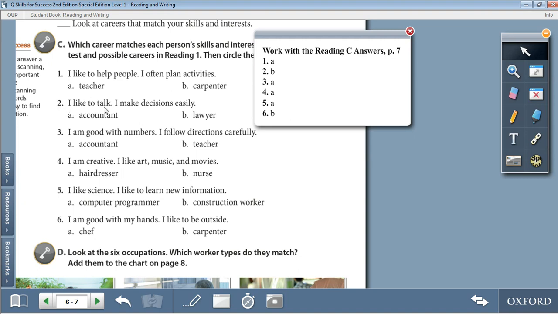2, I like to talk. I make decisions easily. B, lawyer. 3, I am good with numbers. I follow directions carefully. A, accountant. 4, I am creative. I like art, music, and movies. A, hairdresser. 5, I like science. I like to learn new information. A, computer programmer. 6, I am good with my hands. I like to be outside. B, carpenter.